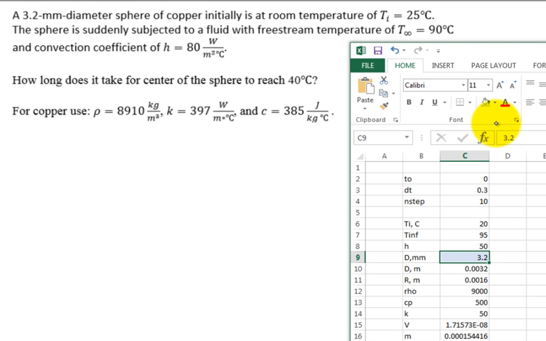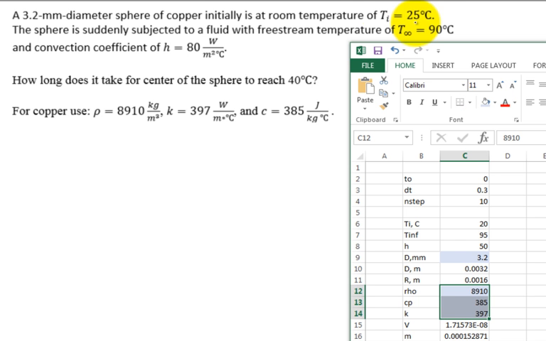So I updated that. And it's copper. So I look down here. I have a row of 8, 9, 10. Hit return. And a specific heat of 385. See the units? And the thermal conductivity of 397. And I just updated all of those.